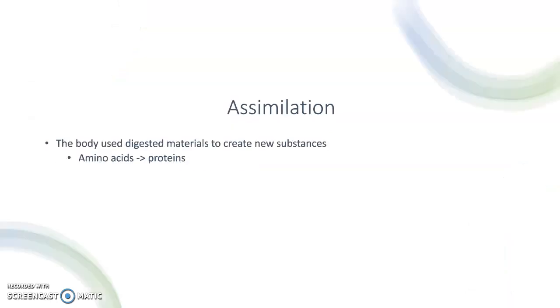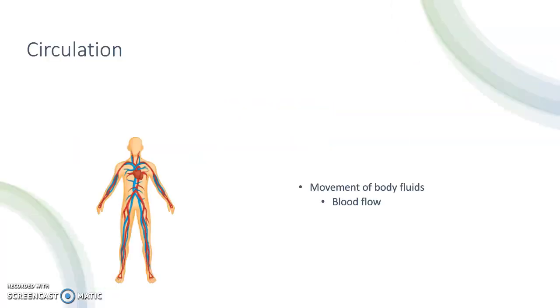Next one is assimilation. The body uses digestive materials to create new substances. So the body will take in amino acids, and then it converts them into proteins. So amino acids are like the building blocks of the proteins.